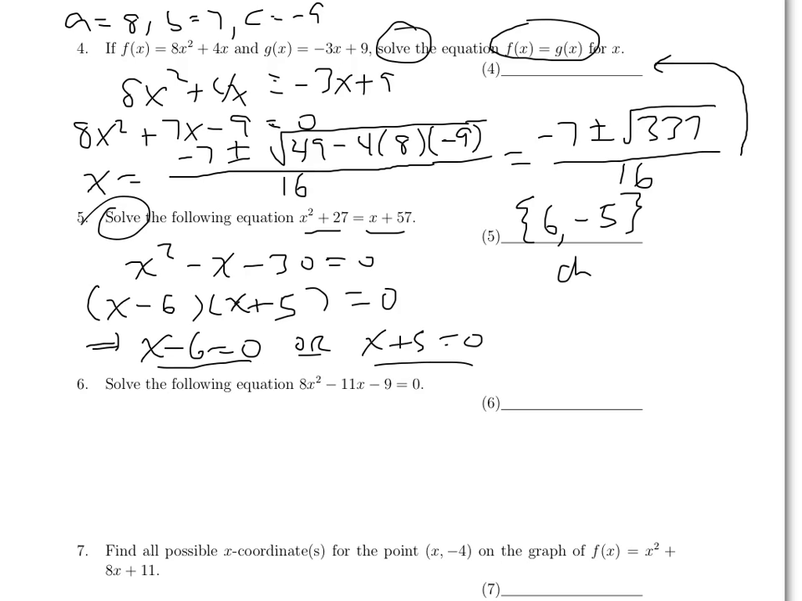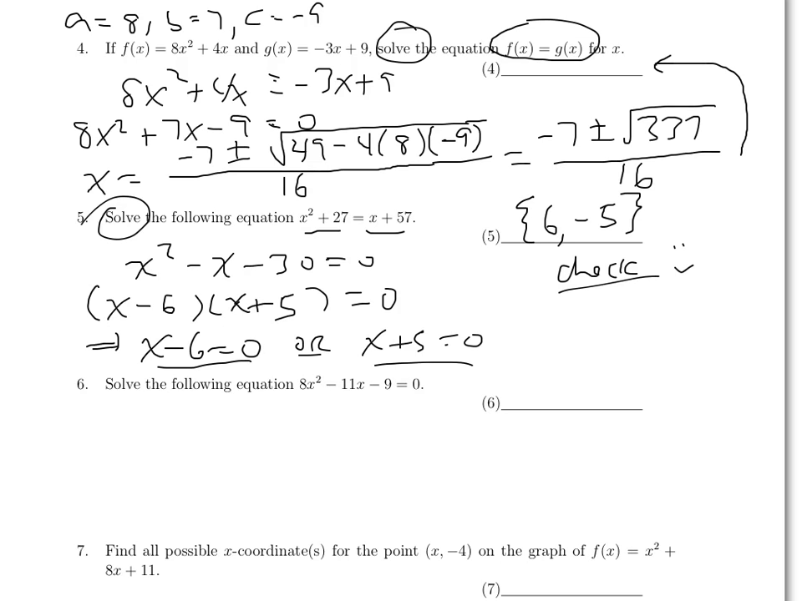And again, is that easy to check? It's not hard with a calculator. When you put in 6 into the original, this is 36 plus 27. So use your calculator, that's 63. And then this side, 6 plus 57 is 63. So certainly putting 6 in on both sides works fine. And if you check, putting negative 5 in on both sides works fine. So I'm 100% sure that's right.